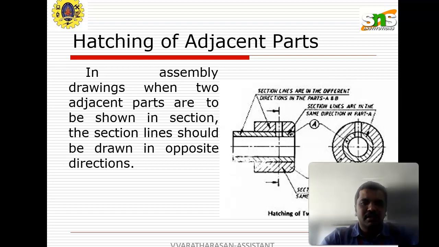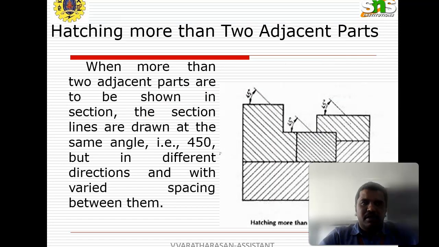The next slide is hatching of more than two adjacent parts. When more than two adjacent parts are shown, the section lines are drawn at the same angle, 45 degrees, but in different directions with varied spacing between them.